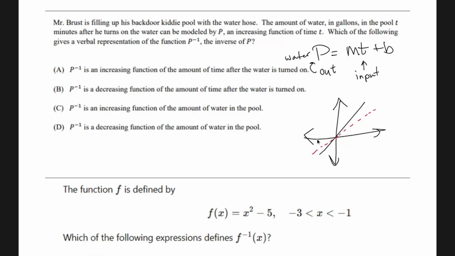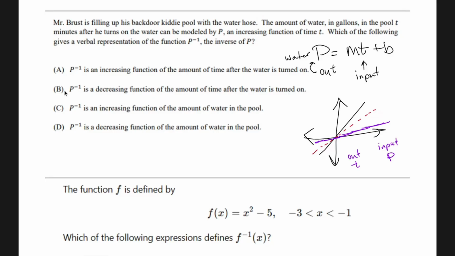So its inverse is still going to be an increasing function. So basically, by doing the inverse, my input is now pool water. So my input is now the pool water, and my output is now time. So let's answer that. P inverse is an increasing function, true, of the amount of time after the water is turned on. Okay.